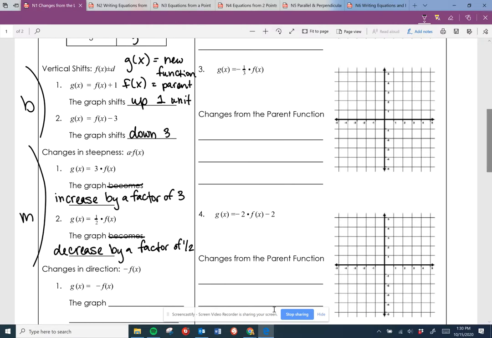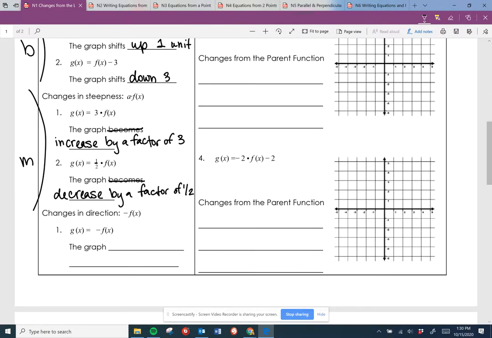Okay, and then this last type of change here, changes in direction. If it has a negative, we take the parent function and make it negative, the graph reflects over the x-axis. Okay, so basically it's just flipping. Okay, so it used to be a positive slope going up and to the right, and now it's going to be a negative slope that goes down to the right. Okay, so let's practice a few of these.